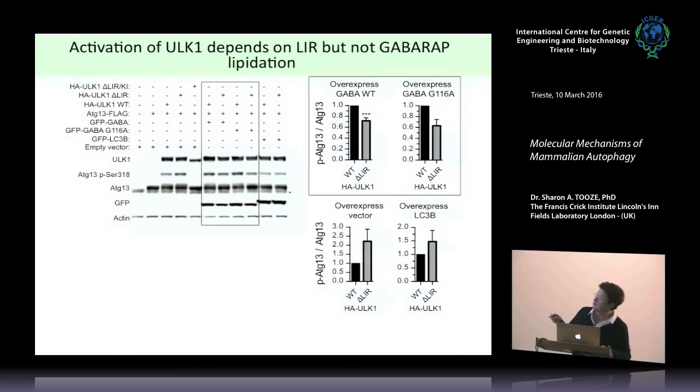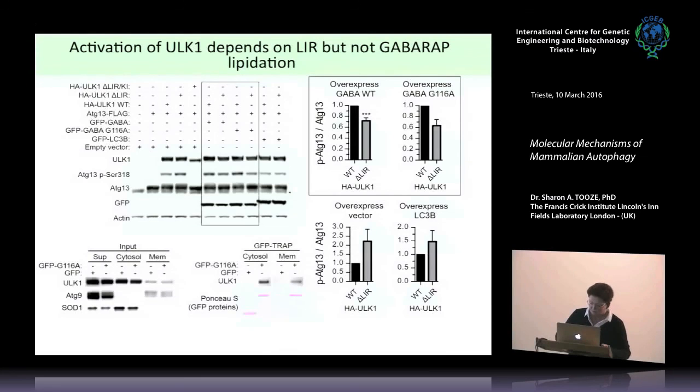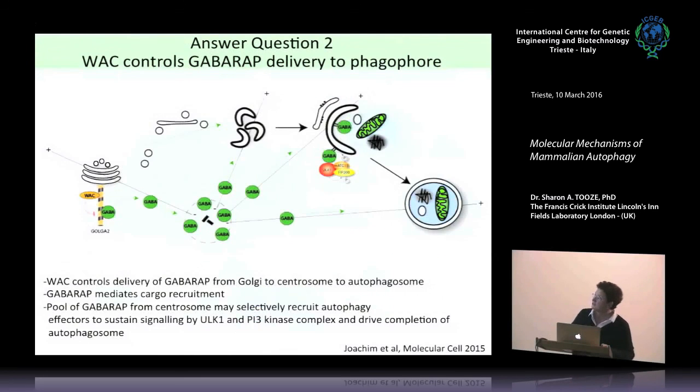So this is a complicated co-transfection experiment, but what you just need to know is that when you take away the LC3 binding motif in ULK1, you can't recruit ULK1 to GABARAP anymore. So that would explain why the ULK isn't activated when you remove GABARAP. So this is actually downstream of the whole initiation process. So I'll essentially skip the rest of the slides and show you the model.